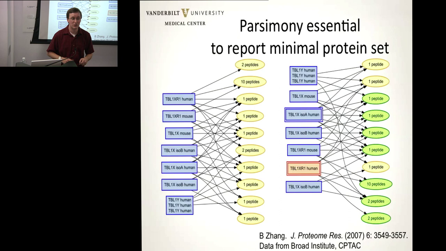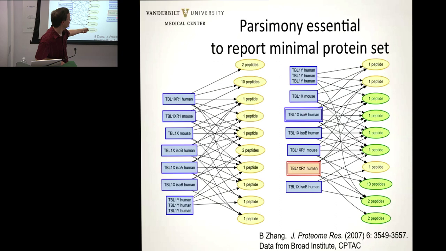So I'm showing what's called a bipartite graph representation of these data. At the left, we have protein groups that could explain these peptides; these are proteins that could be inferred from these sets of peptides. At the right, we have blocks of peptides that could correspond to these as well. So our approach has been to use what's called a greedy algorithm. We ask, what protein group accounts for the most peptides that haven't already been accounted for?